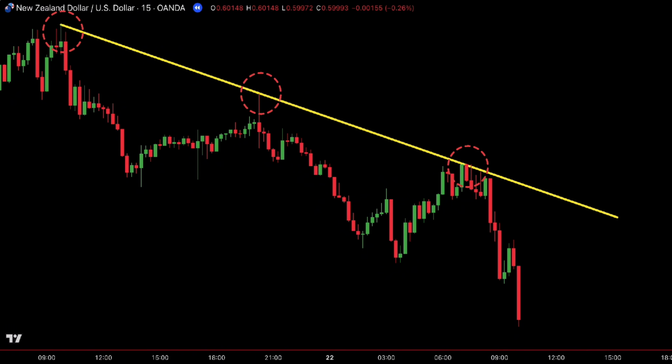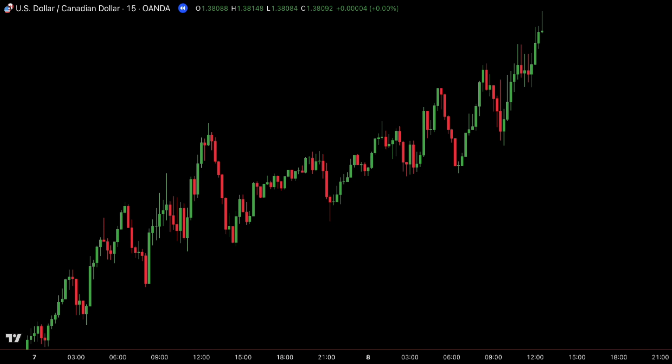The goal is to hit as many relevant points as possible, not stick to a single rule. The more touches you get, the more meaningful the trend line becomes. Now let's look at the lower trend line.